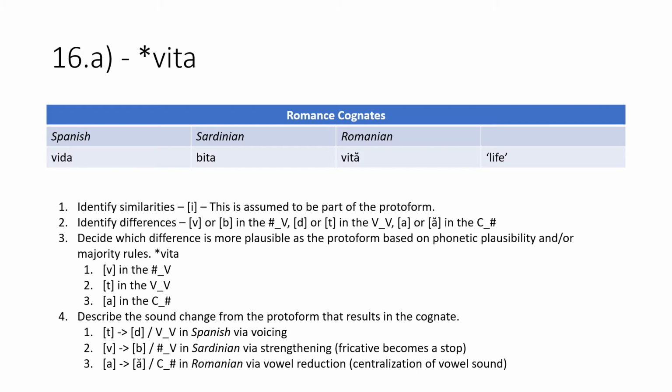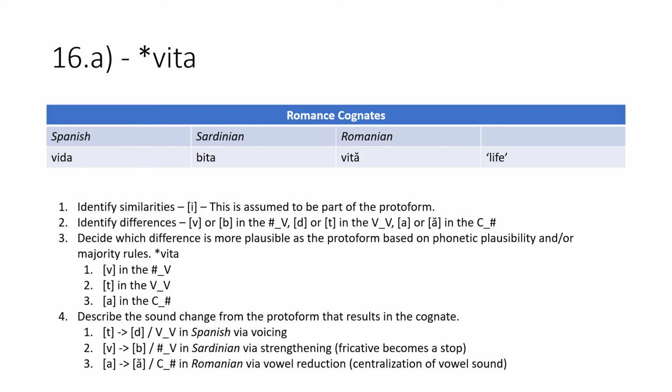But we have differences. So we have the option between the V or the B at the beginning of the word, right? The D or the T between the vowels in the center of the word, and the A or the A at the end of the word following the consonant, right? The final consonant. So that Romanian, the A with the little shape over the top of it, is the schwa sound, okay? So then we have to decide which difference is more probable between these options we have in each position, right?